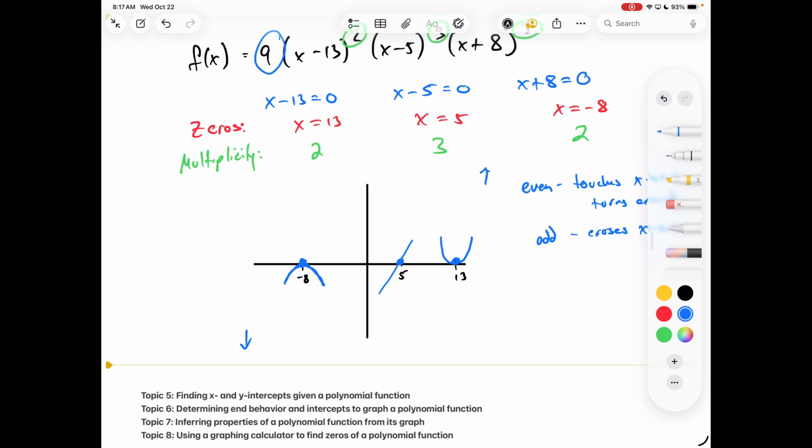So now I have these pieces of the graph that I can start to get an idea of what the graph is going to look like. If I just had to guess what this is going to look like, it's going to look something like this, right? I can start to piece it together.